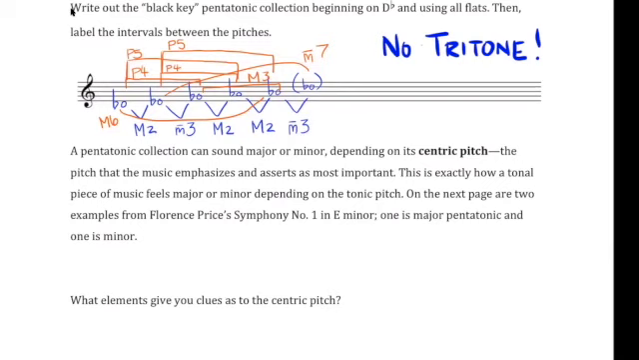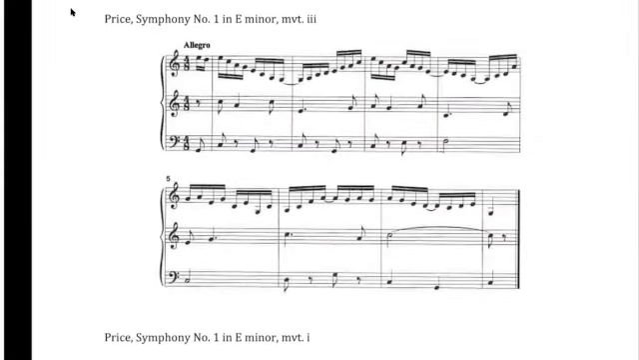Now we're going to listen to two excerpts from Florence Price's First Symphony. This first excerpt is from the third movement. It goes by really quickly, so I'm going to play it for you twice. I want you to think about whether this excerpt sounds major or minor to you and what factors are contributing to that decision.